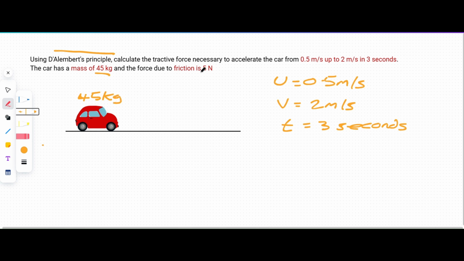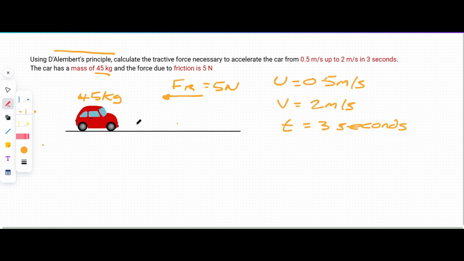And the force, so we've got friction going the other way. So obviously friction goes against movement. So the force to overcome friction, Fr, is 5 newtons. So we need to find the force for that.